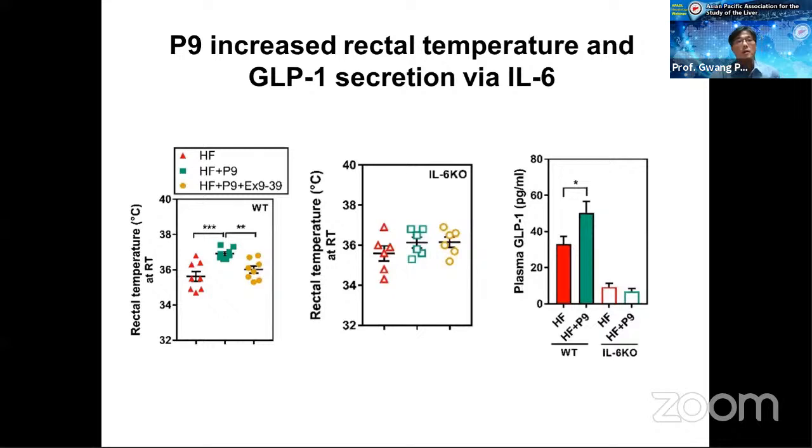And also, we observed the same result when we administered Akkermansia muciniphila. P9 increased lactate temperatures and GLP-1 secretion, also through an IL-6 dependent way. In this case, plasma GLP-1 is increased in the wild types with P9, but in the IL-6 knockout mouse it disappears, and we could not see the increase in temperature in the IL-6 knockout mouse.